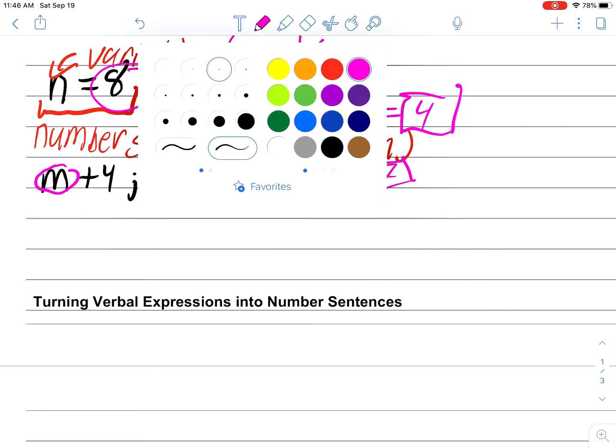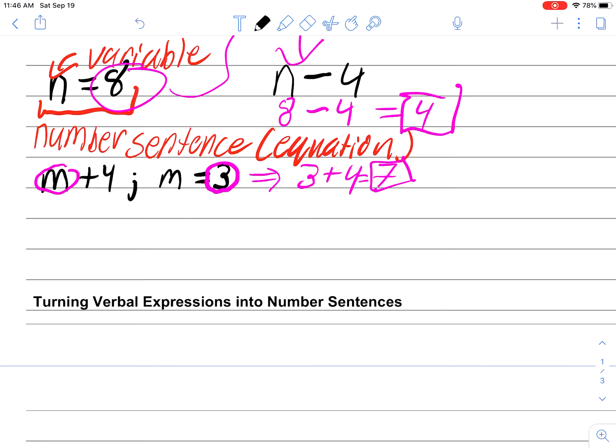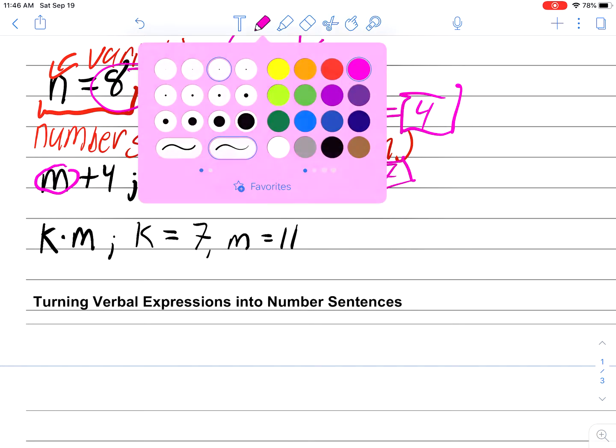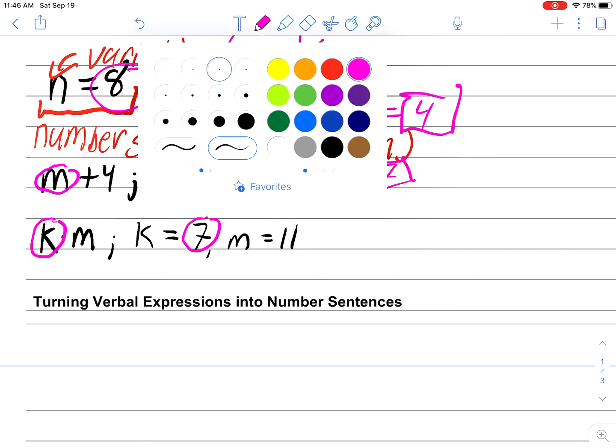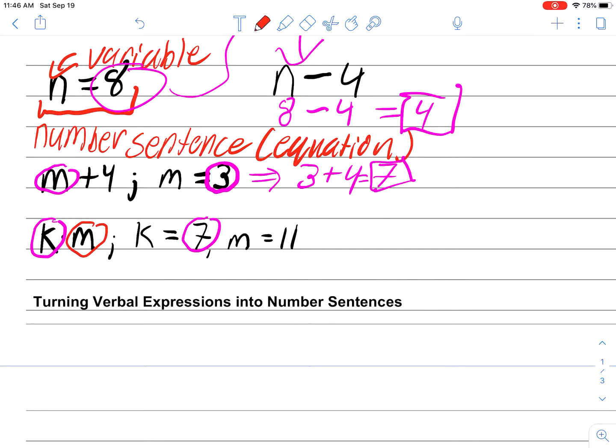Here's another example. Let's say I gave you the problem k times m. And I told you that k equals 7 and m equals 11. In this case, we have two variables, but we can still do the same thing. We'll replace the letter k in my expression with the number 7. And we'll replace the letter m with the number 11. So that's going to give me 7 times 11, which will equal 77.